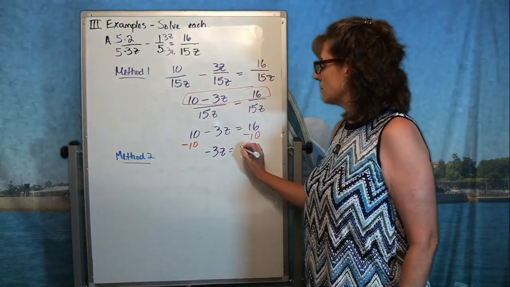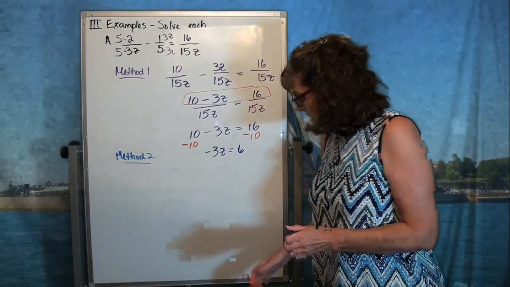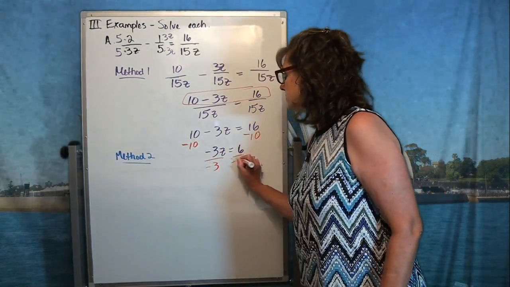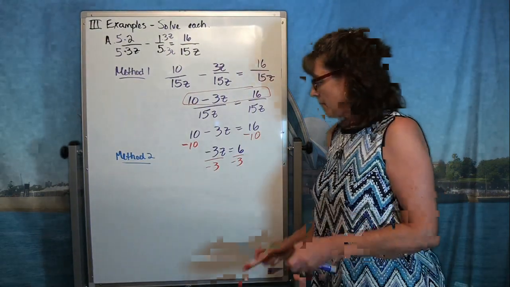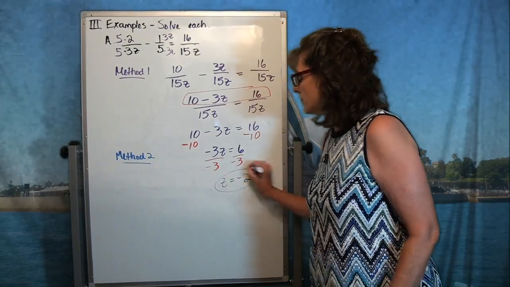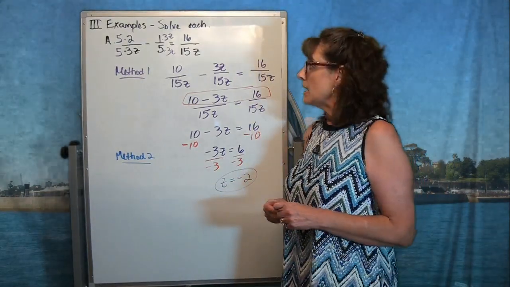And then over here, 16 minus 10 is 6. Now we know what to do to get that z by itself. I'm going to divide through by a negative 3. And when I divide by a negative 3, I get z equal to a negative 2. So there is my answer.